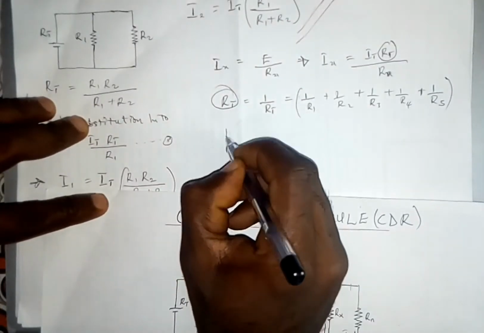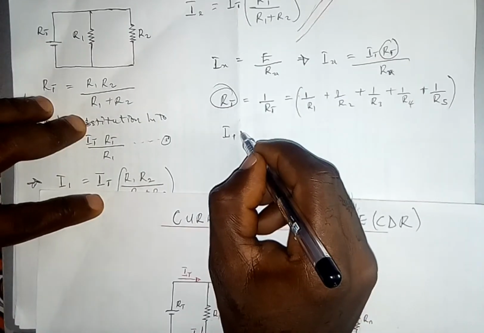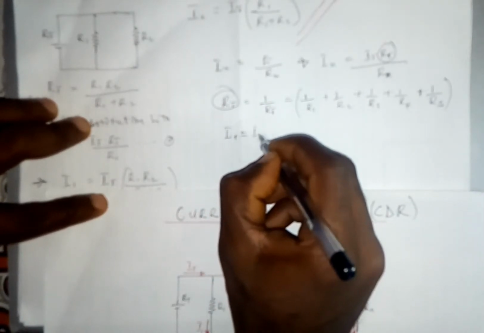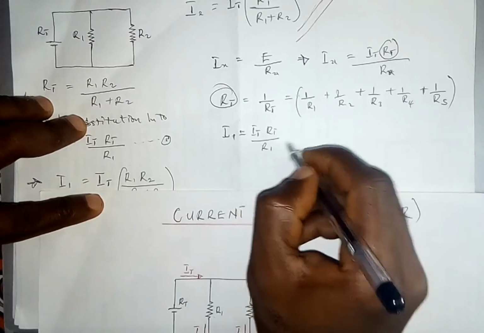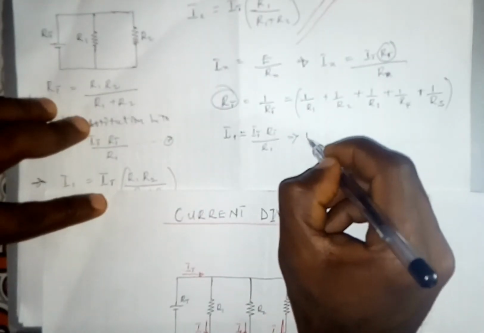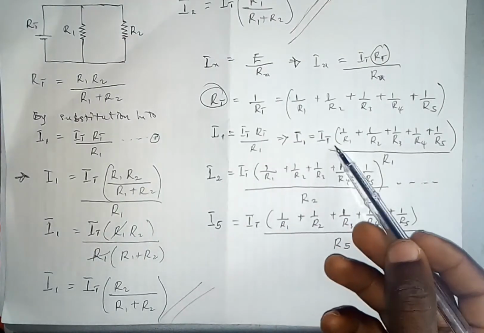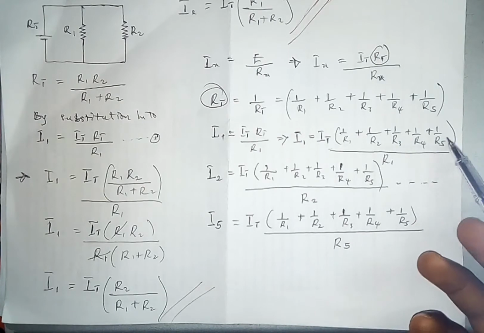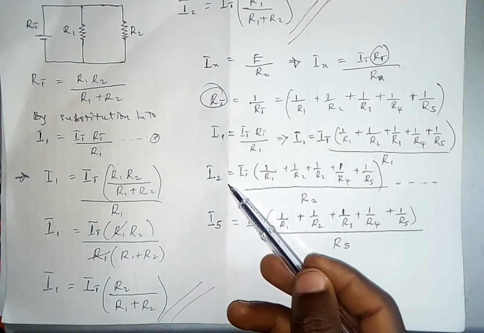Let's say we are looking for the current that flows through the first resistor, which is R1. It's definitely going to be from our initial equation: I1 equals IT multiplied by RT over R1, where 1 over RT is 1 over R1 plus 1 over R2 up to 1 over R5. So over R1.